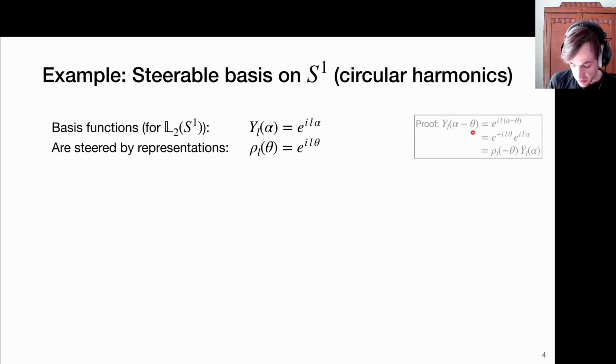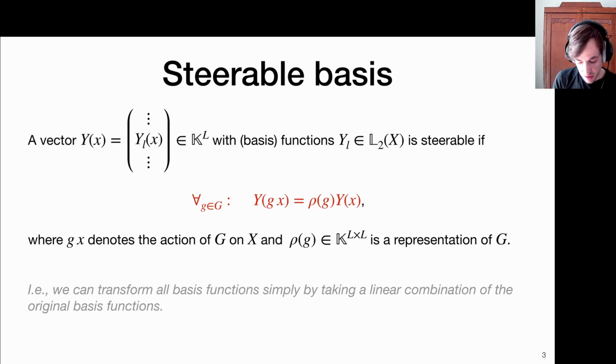Let's go over this example, a very simple proof that this is indeed a steerable basis function. We have the basis function Y of alpha shifted by an amount theta. This is actually the negative group action taking place here. So let's fill that in: e to the power i l (alpha minus theta). This exponential splits. We see our original basis function here, and rho of the inverse group element at the front. So this is precisely the definition of steerability that we saw before. It's just that now we applied the inverse group element, and that leads to an inverse action of the representation on our basis function.